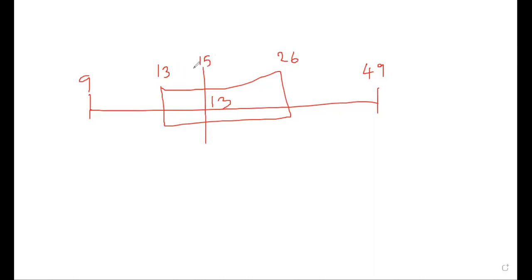So the distance from here to here is what? 2. The distance from here to here is what? 11. So what is our comment? Is it skewed to the left or to the right? To the right. Good, because the gap is bigger here.